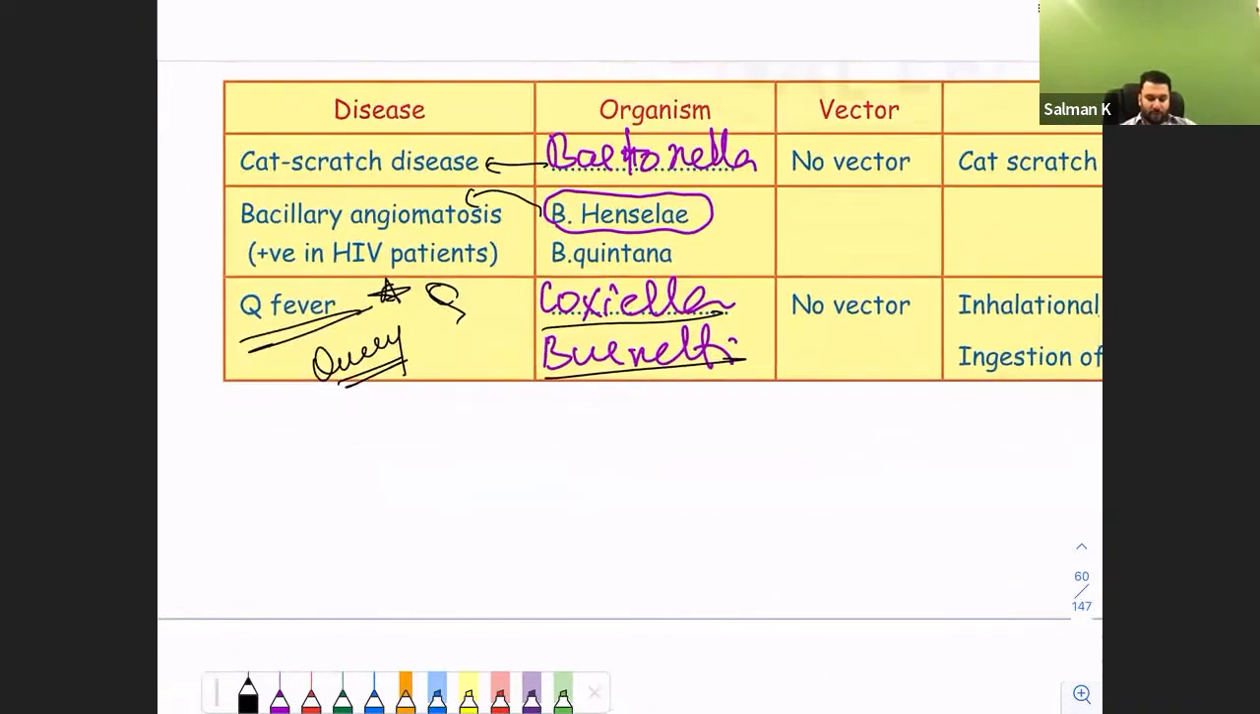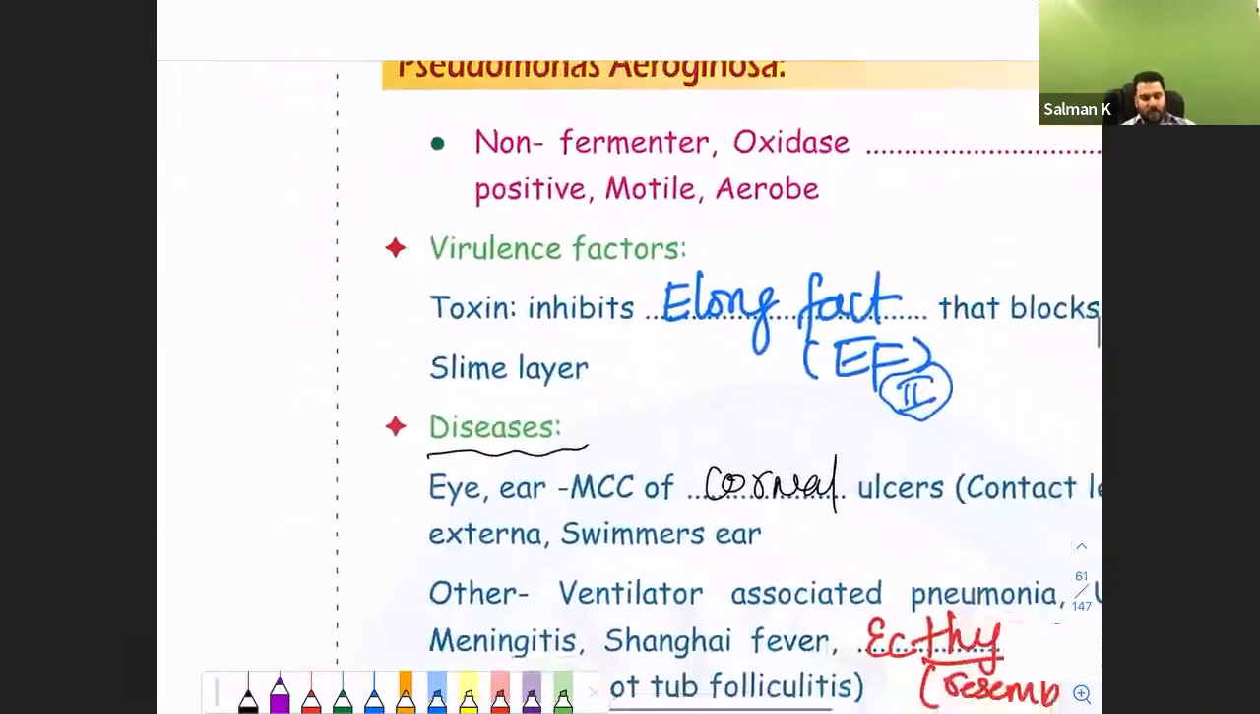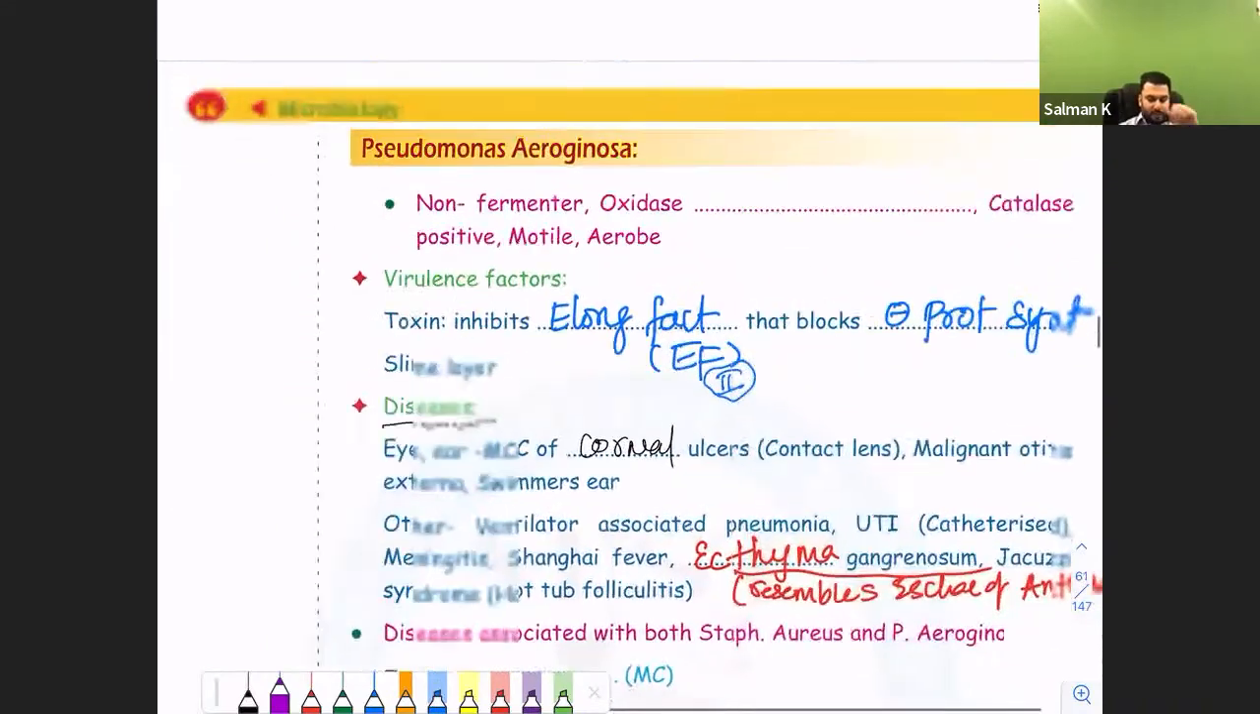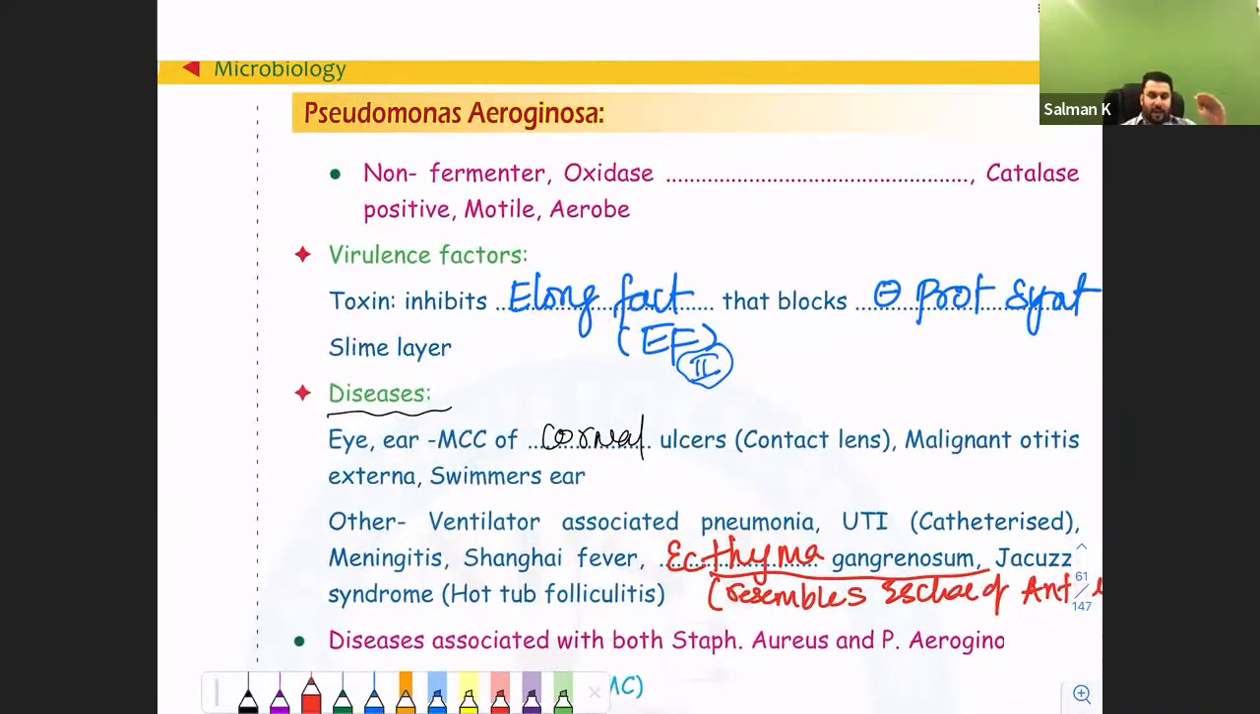Now, what is to be remembered here is that all rickettsial infections present with a rash. Q fever is the only one that has no rash. That's the thing to remember here. Next, any organism that is gram negative but not a member of Enterobacteriaceae will always be oxidase positive. That organism would always be oxidase positive. That word you should all remember.